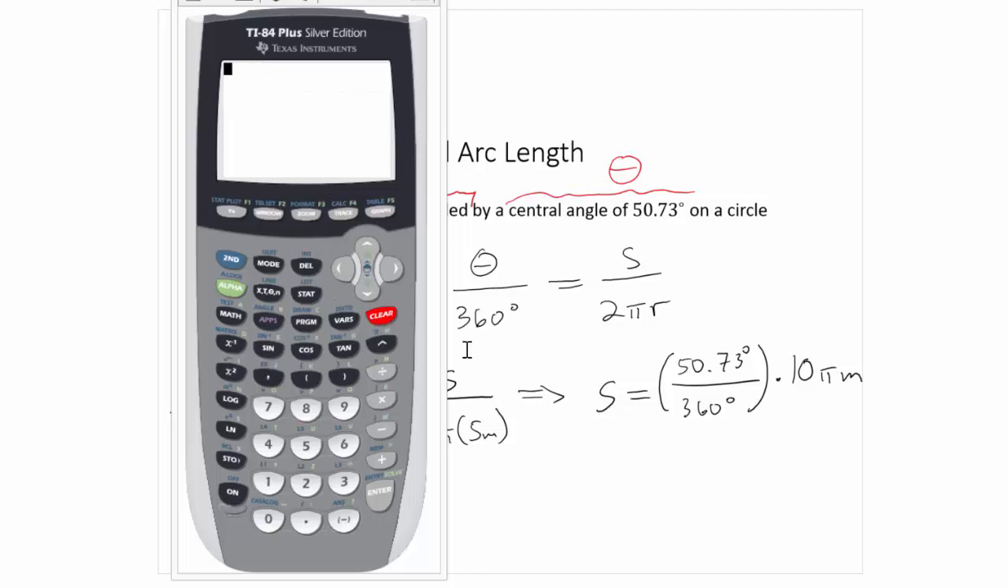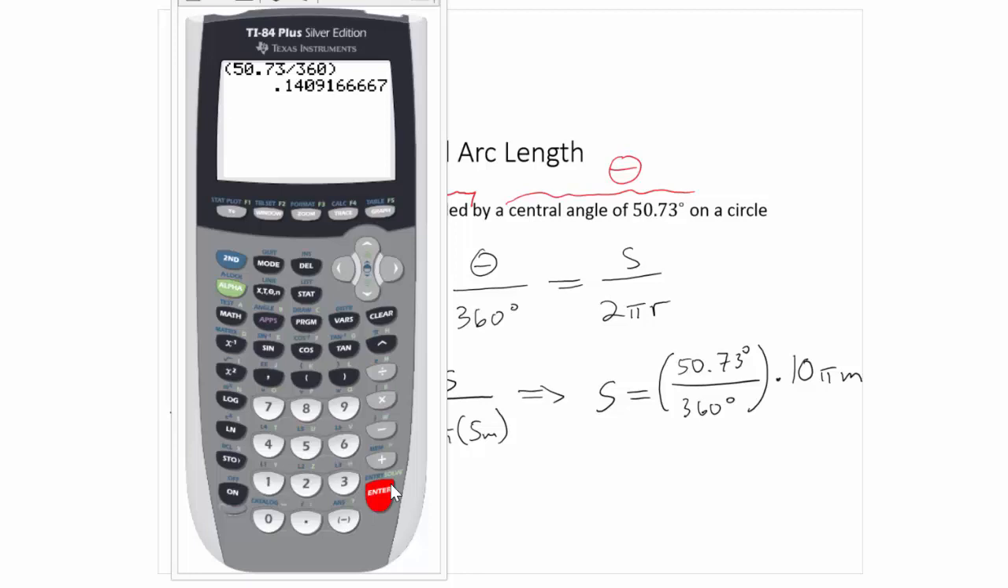All right, 50.73 degrees divided by 360 degrees. The degrees will drop out there, giving us a unitless number. 50.73 divided by 360, and so that gives us 0.1409. So that's the amount of rotation. That angle is 0.1409 of a full rotation.